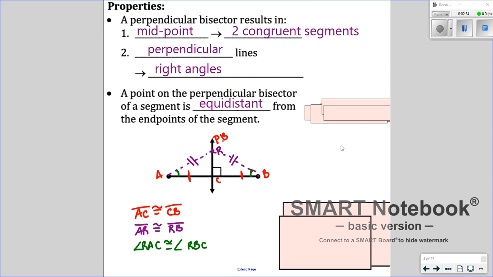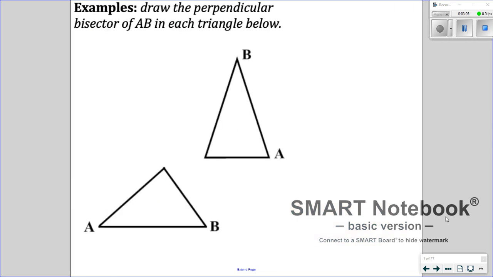So basically, with a perpendicular bisector, it creates 2 congruent segments. It will also create a right angle. So we're just going to do an example based on the perpendicular bisector. They're asking us to draw a perpendicular bisector of AB in each triangle below.